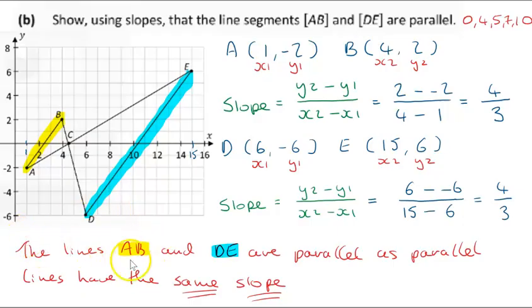So the lines AB and DE are parallel, as parallel lines have the same slope. The lines have the same slope, 4/3, so they must be parallel. Parallel lines have the same slope.